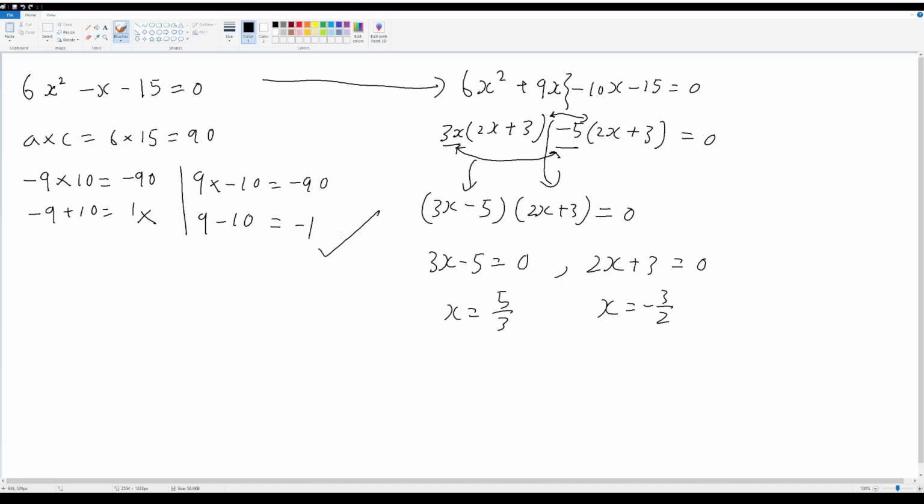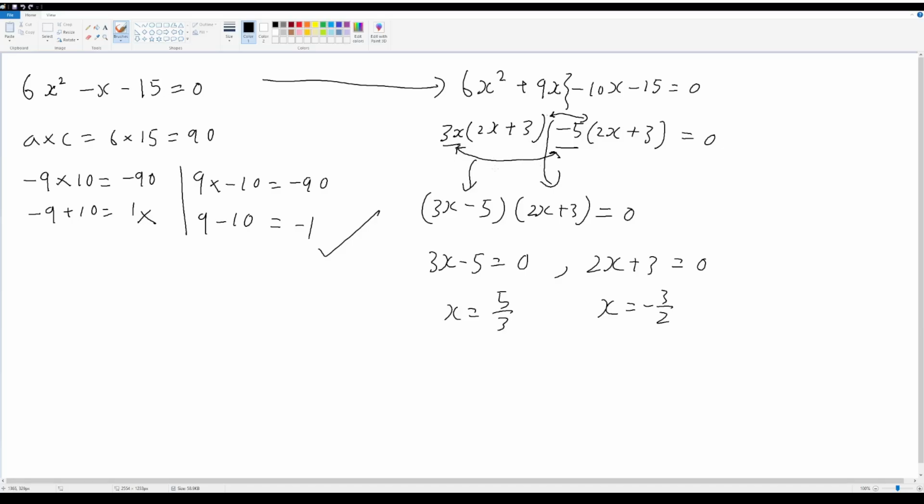So we can use that to split b. When we split b, it equals plus 9x minus 10x. So we do that, and we get 6x squared plus 9x minus 10x minus 15 equals 0. So we first split the equation into left and right and then factor each side. As you can see, when you factor the left and right, the value of the bracket is the same. So we can factor both out, but you factor the value outside of the bracket into the other side.